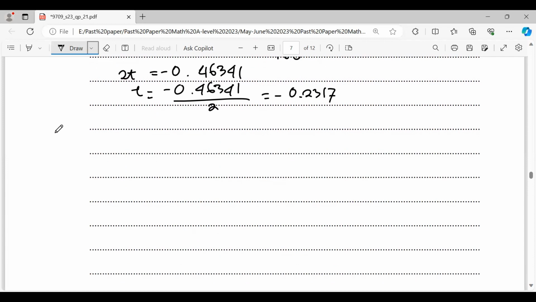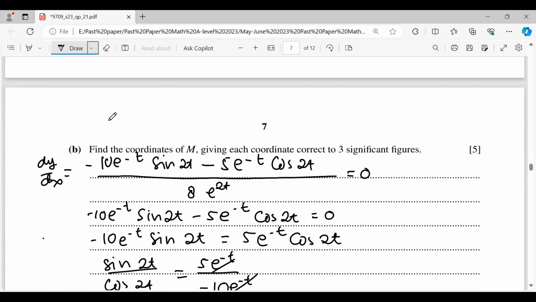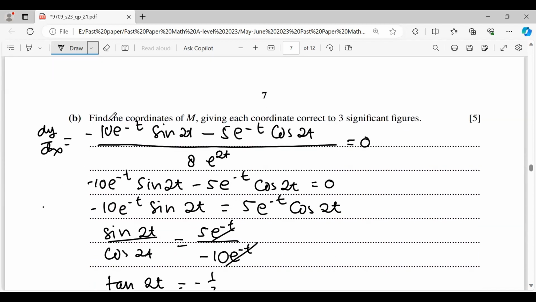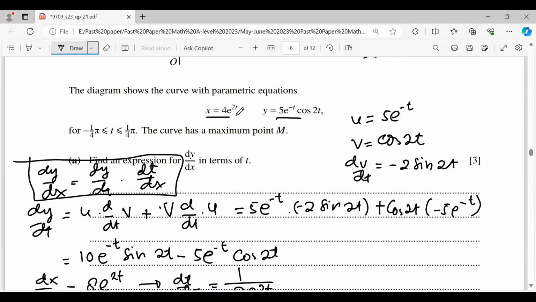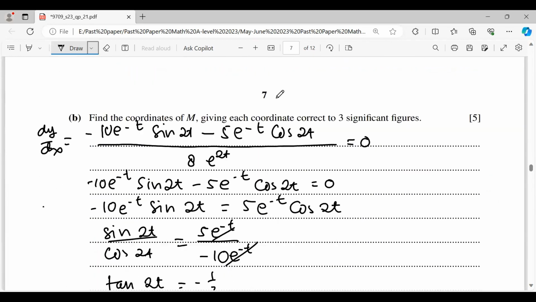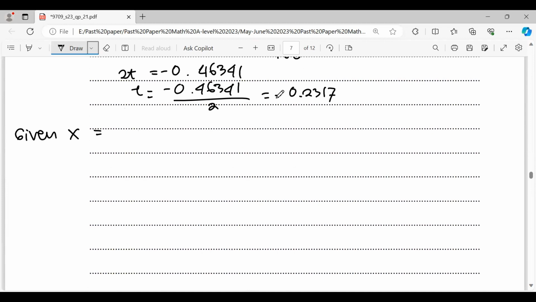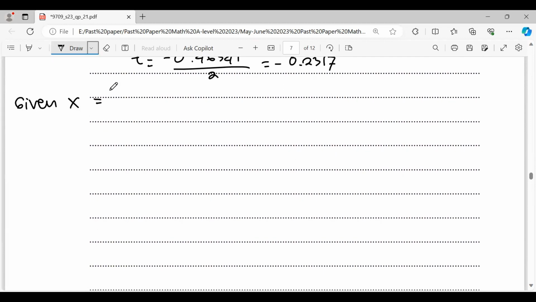We are going to find the coordinate point. Given x equals 4e power 2t and y equals 5e power negative t cosine 2t. Substitute the value of t into these equations, and we can find x and y. X and y are the coordinate point of M, right?